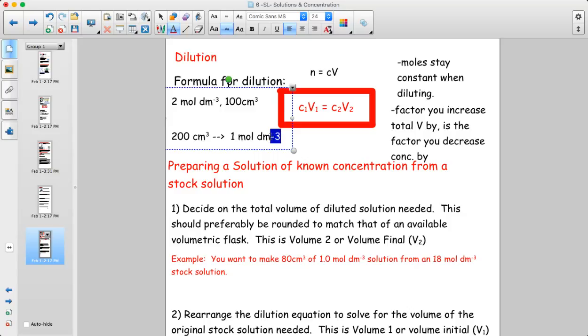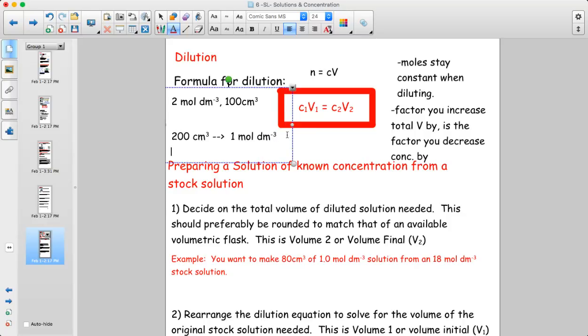So you've just taken something, there were 2 moles in every liter, that's the concentration of it, and you had 100 cm cubed of it. By adding 100 more water, you've now spread it out to twice as much space, and so therefore it can only be half as concentrated as it was before.